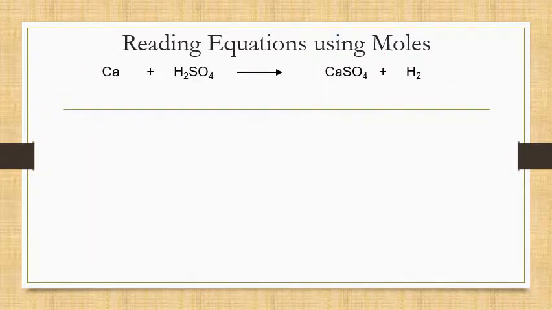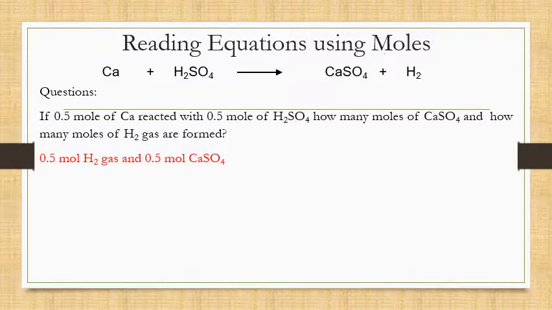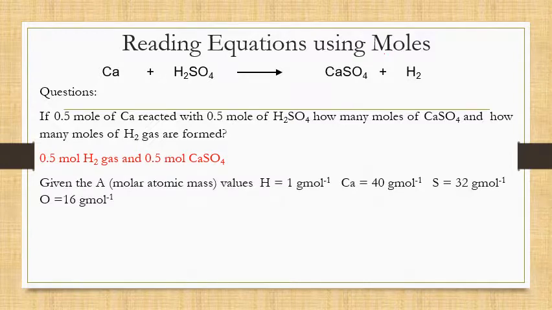So reading equations from moles, equations are so very useful. Some more questions. That was from the last slide: 0.5 moles of hydrogen gas and 0.5 moles of calcium sulfate. Given the associated molar atomic masses of these values, work out the molar masses of sulfuric acid, calcium sulfate, and hydrogen. Pause the video now and see if you can get the correct answers.